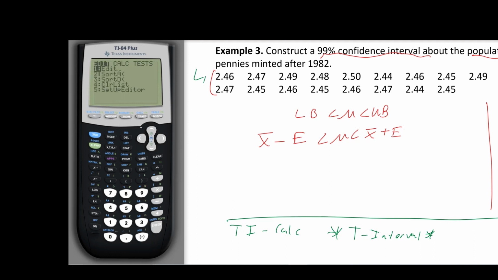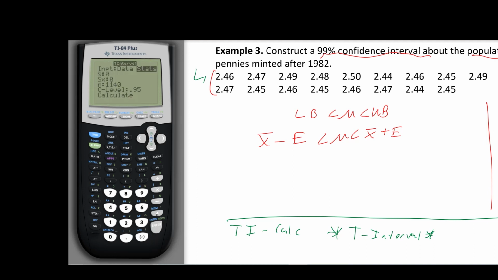Go back to Stat. Go to Tests. We're going to go down to TInterval if you can find it. Now, what would ZInterval be? Well, if we actually knew sigma, the population standard deviation, we would use ZInterval. But in this case, we're going to use TInterval.